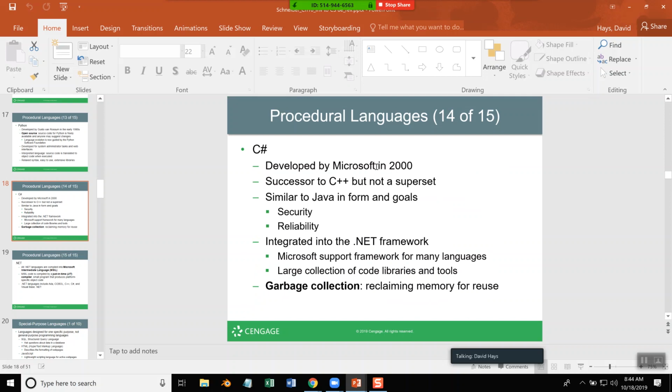C#, developed by Microsoft. It's the successor to C++, but not a superset. It doesn't do everything C++ does. Similar to Java in terms of security and reliability, integrated into the .NET framework. And again, .NET is not a programming language. If you go to a job interview and tell them you program in .NET, if they understand anything, they're going to realize you don't know what you're talking about. There is no programming language called .NET. It used to be, you'd hear people talk about that.